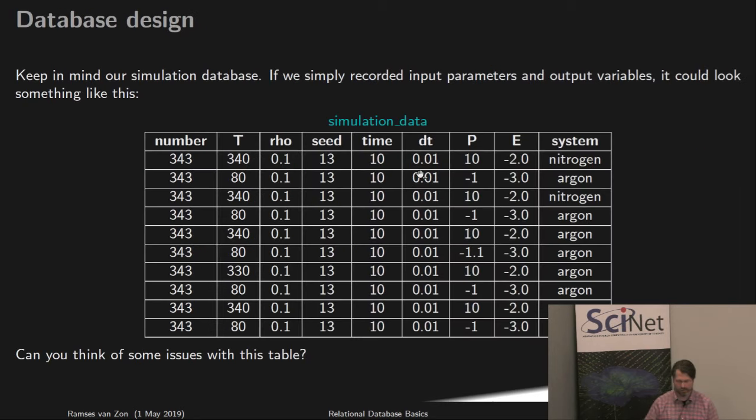Okay, so database design. Here's a table that would work for our simulation data, for our argon. There's the number of particles, there's the temperature, there's the density, it's called rho here, the initial random seed, the time it's run, the time step, the pressure that came out, the energy that came out, and a column for the system. It can do more than argon, so I have a few nitrogen simulations in here as well.